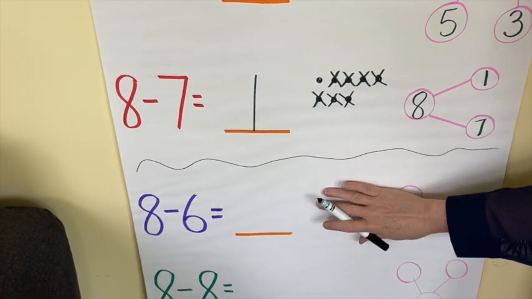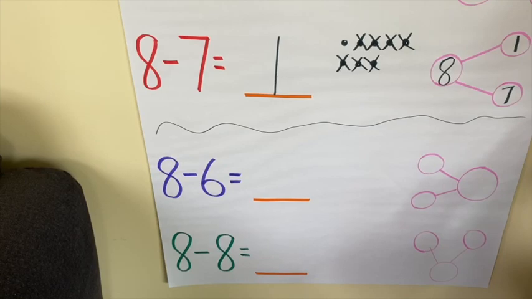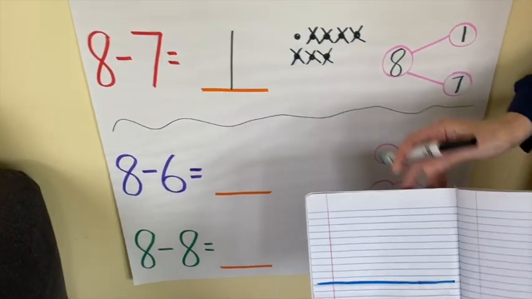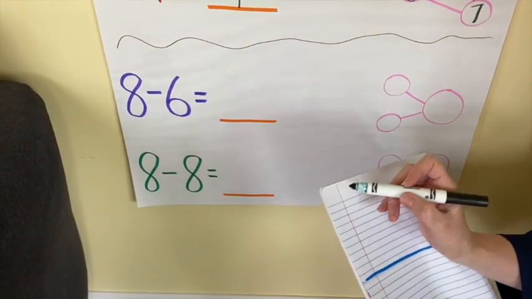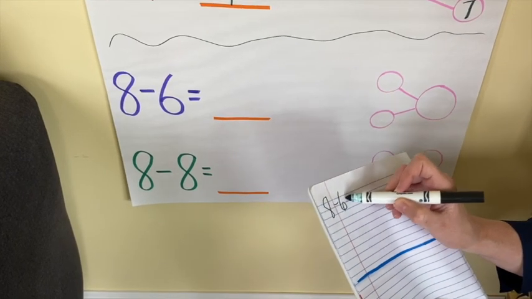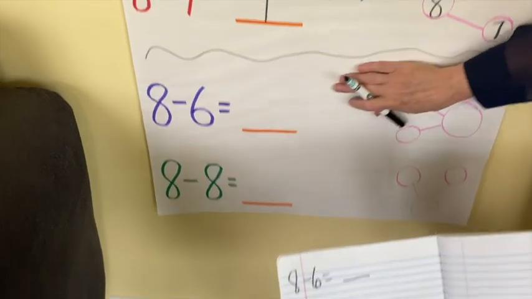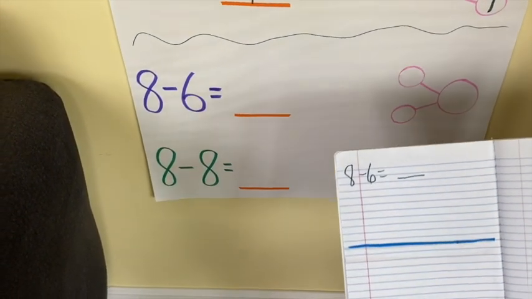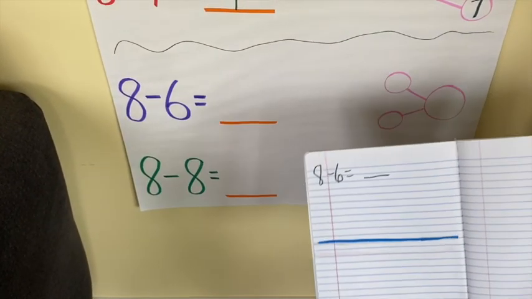And then this is the work that you're going to do now as your extension. So on the back of your paper, you have that nice divided line. You're going to write this problem. 8 minus 6 equals blank. Then you draw your picture and make your number bond. You can have mom and dad check to see how you're doing, but these 2 problems would be your extension.